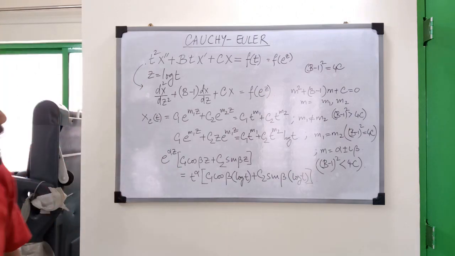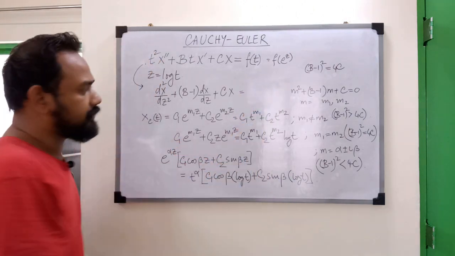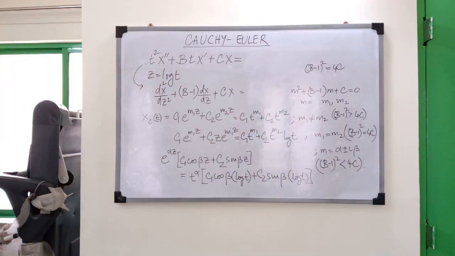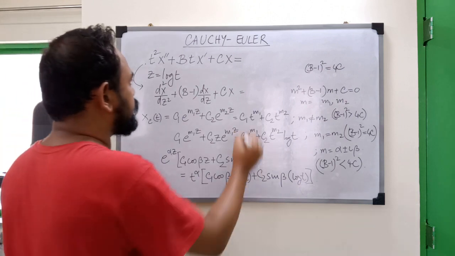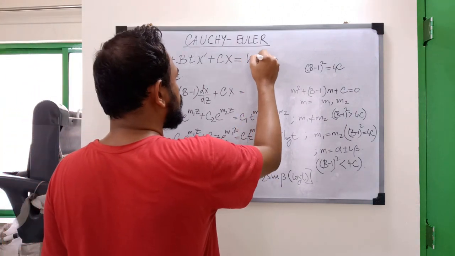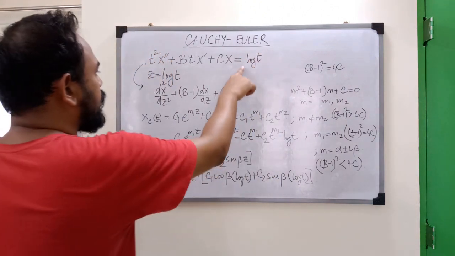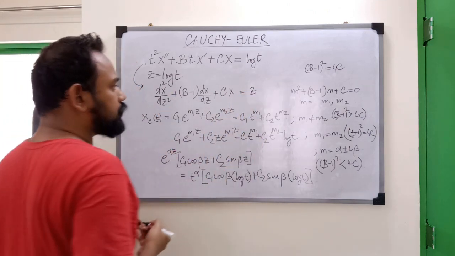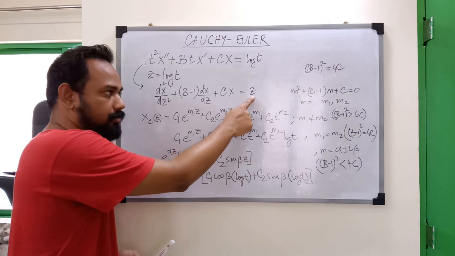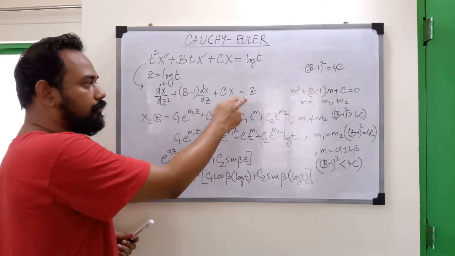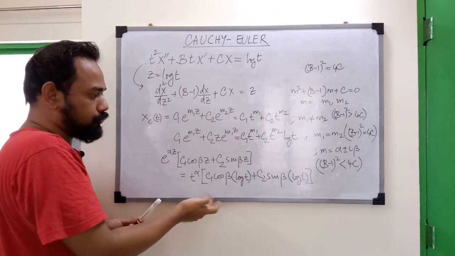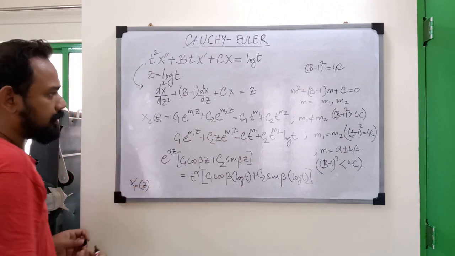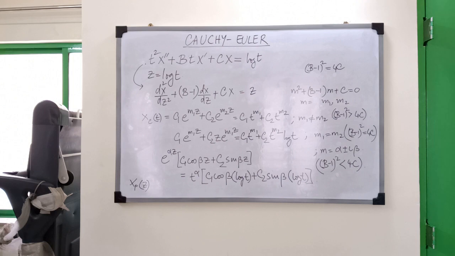So for example, if this right-hand side was, let's say, log of t, then the way the right-hand side would change is that this would become z, which is a polynomial input of degree 1, and we know how to solve that. We will get a particular solution in terms of this.